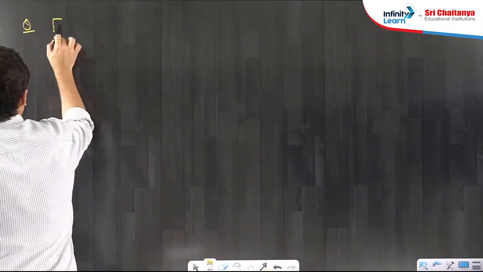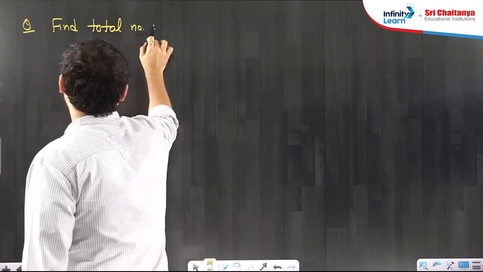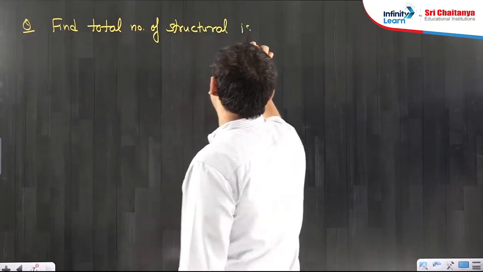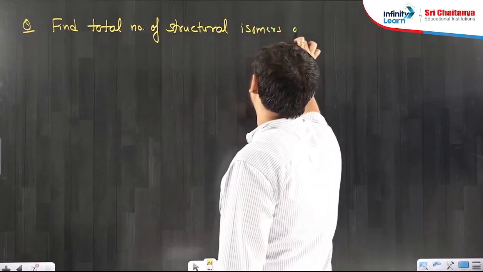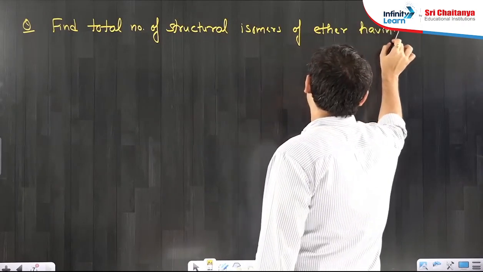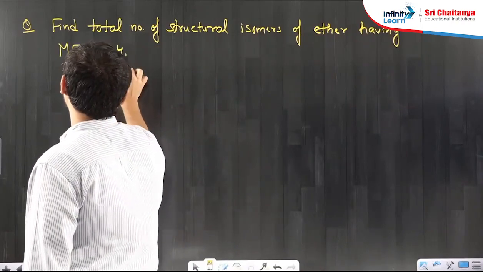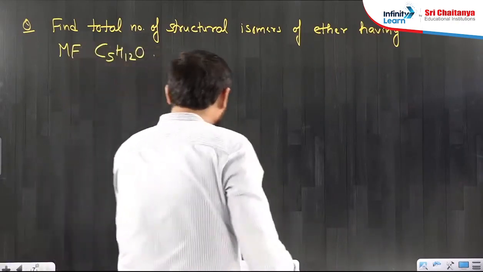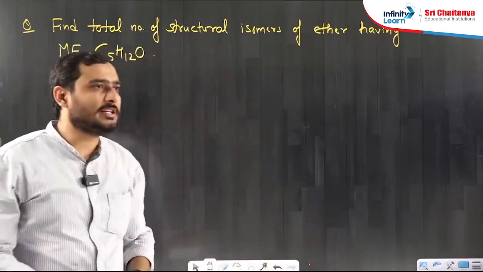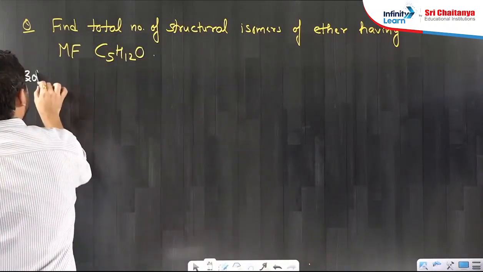So write down the question. Find total number of structural isomers of ether having molecular formula C5H12O. Solve this question. Now I am not asking alcohol, only I am asking ether. How many ethers are possible with this formula? Structural isomers. So representation is ROR.